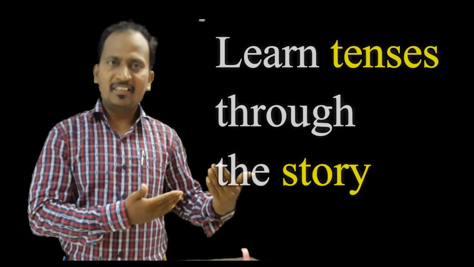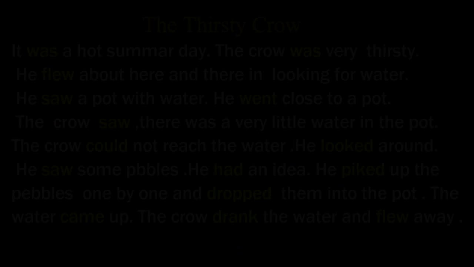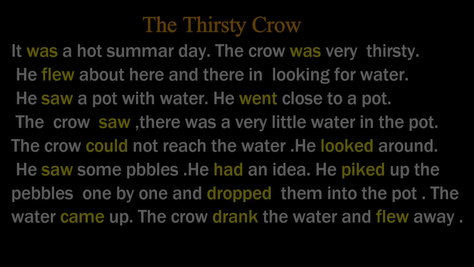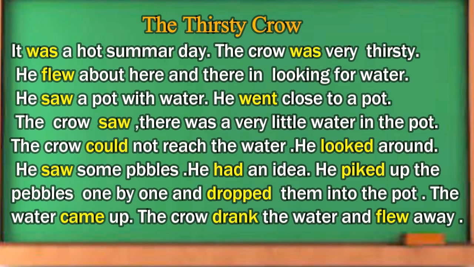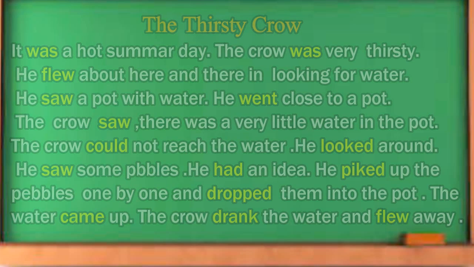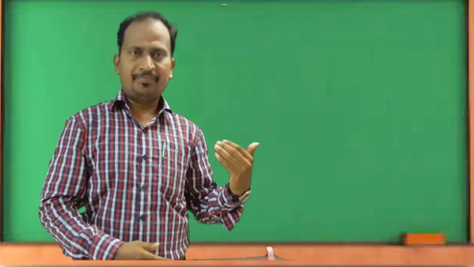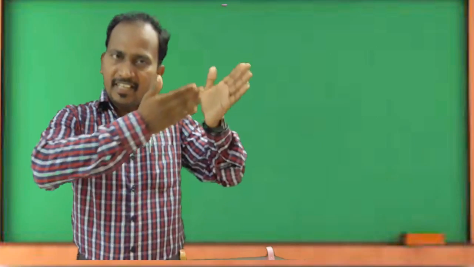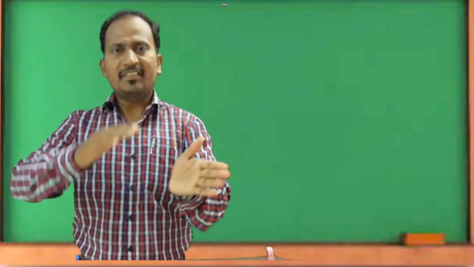Have you seen this story? It was in simple past tense. You have seen the underlined words in this story. These were verbs, and all these words were in the past form of the verb. So if we understand the meaning of this story, the story of the thirsty crow, we can understand all these things happened in the past.